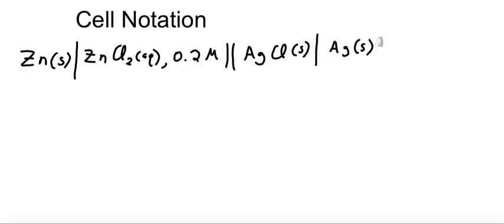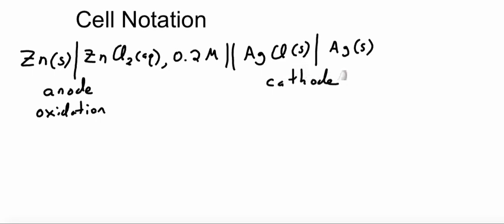The way this works is that the electrochemical cell is shown as its two half reactions, and we show the anode on the left. So we know anode means this is going to be the oxidation side. And on the right, we have the cathode. So we have reduction.